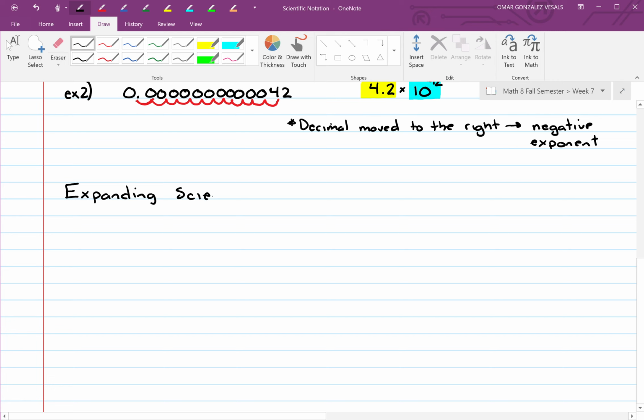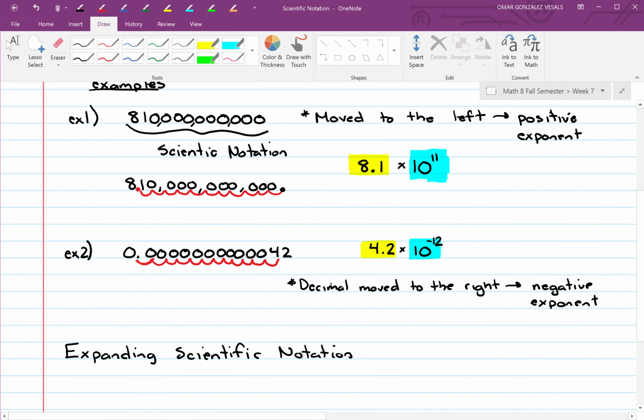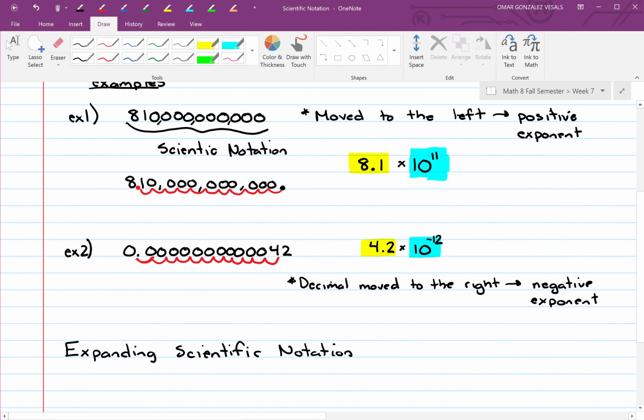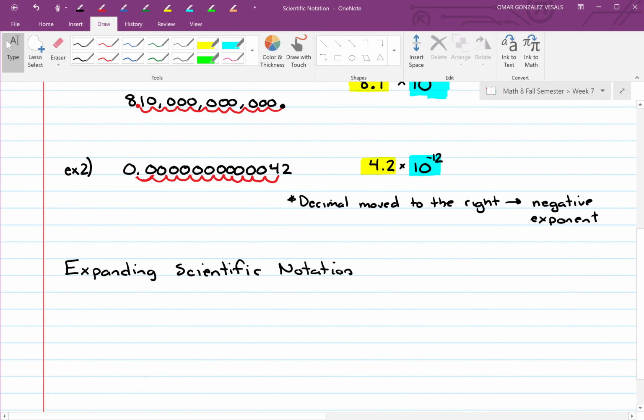Expanding scientific notation. Yay! So what we're going to do here is I'm going to give you a number that's written in scientific notation, and you have to write it out how it should be. Does that make sense? So right now what we did was we took a number that was in expanded form and we wrote it in scientific notation. Now you're going to take a number that's written in scientific notation and you're going to expand it.